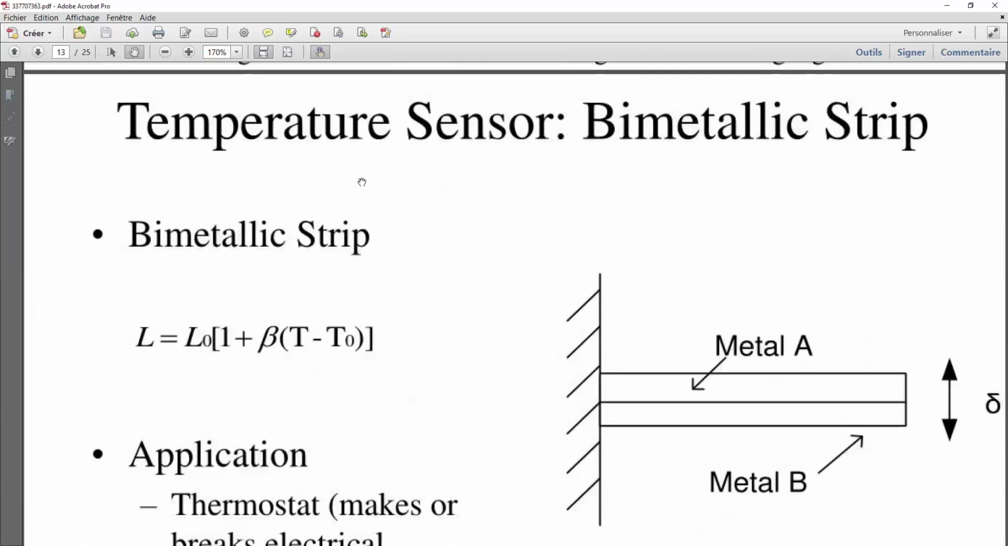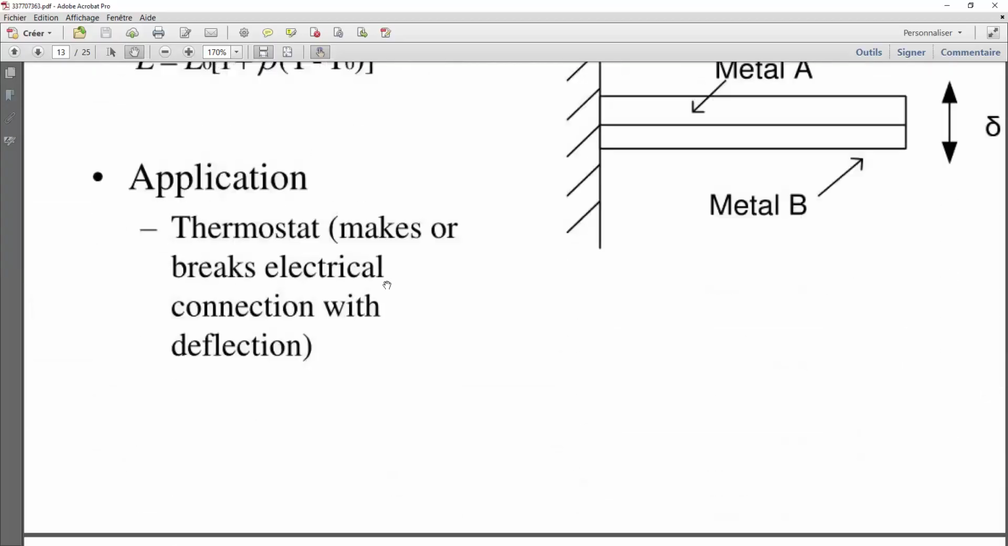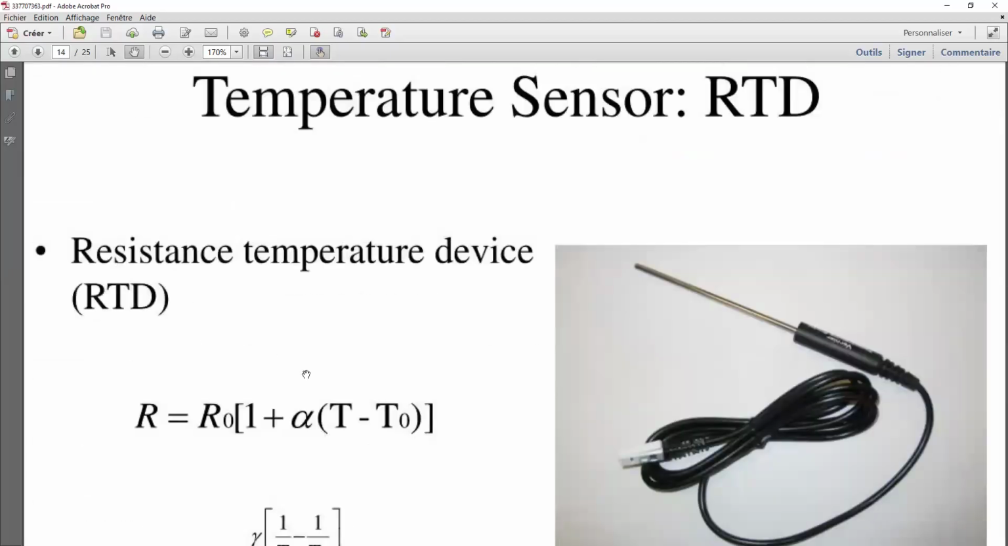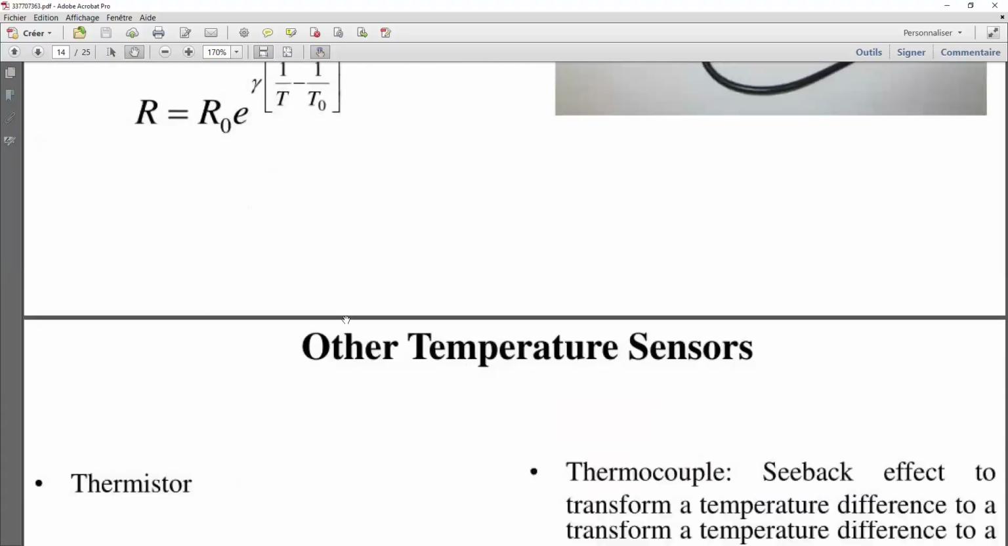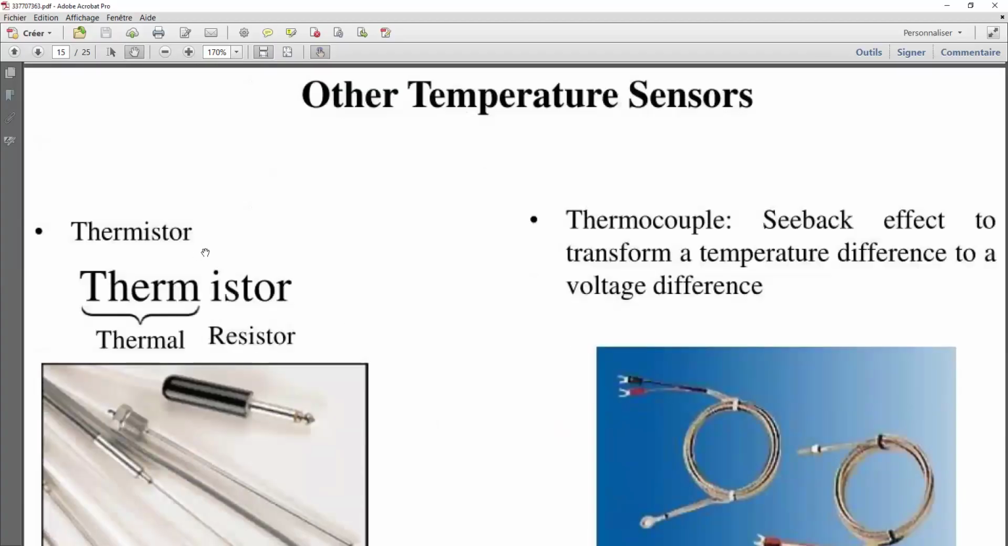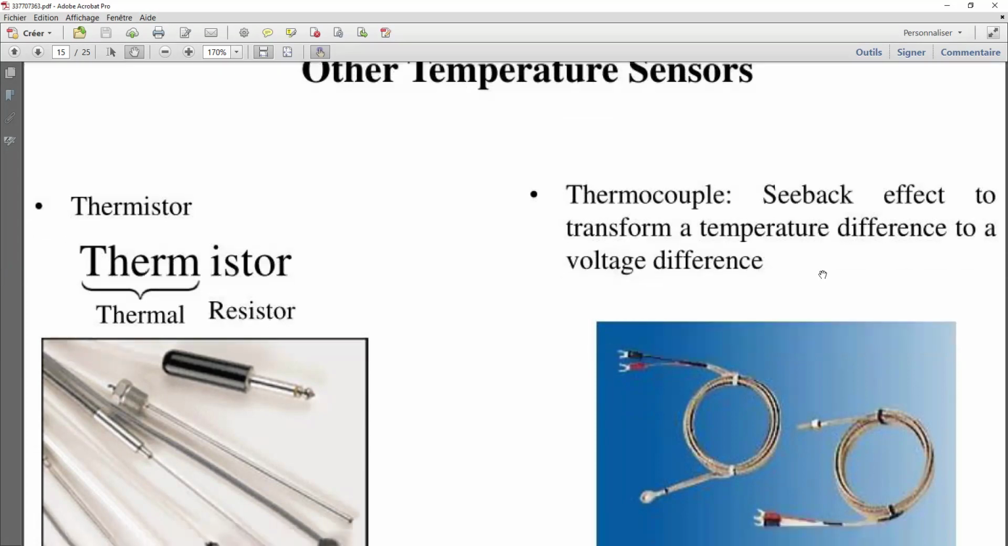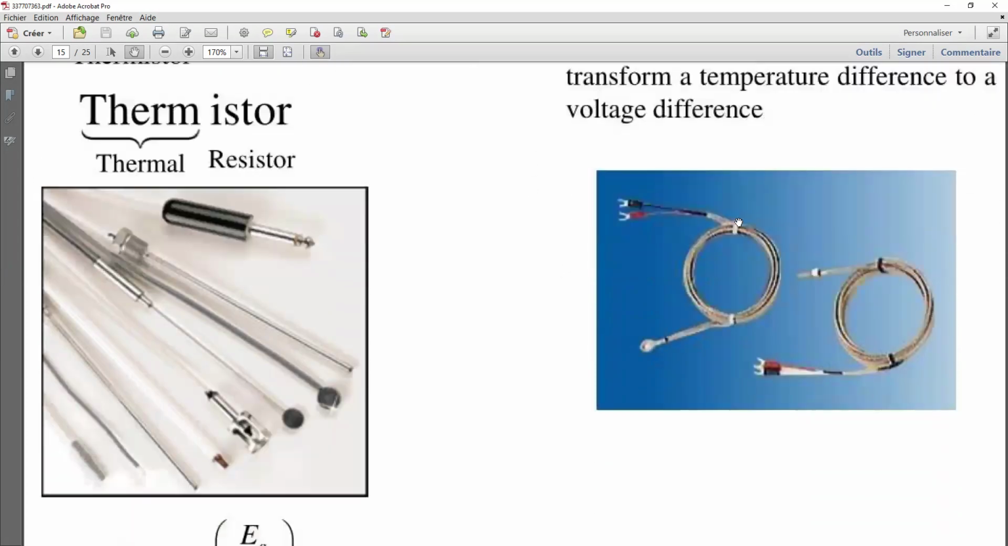We have also temperature sensors, such as the bimetallic strip. Its application is the thermostat, which makes or breaks an electrical connection with deflection. Another temperature sensor is the RTD, resistance temperature device. Other temperature sensors: the thermistor, where a thermistor is a thermal resistor. And the thermocouple, which uses the Seebeck effect to transform a temperature difference to a voltage difference.